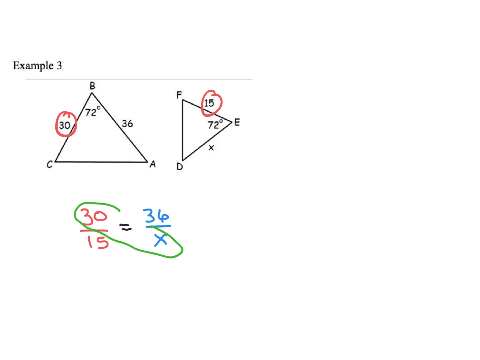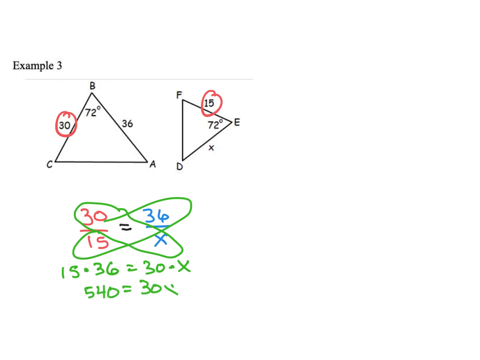We're going to cross multiply. So we're going to say 30 times x, and we're going to say 15 times 36. This is 7th grade stuff. So cross multiply and divide. Remember? 15 times 36 is 540. We have 30x, 30 is multiplying by x. So then we are going to divide by 30 on both sides.